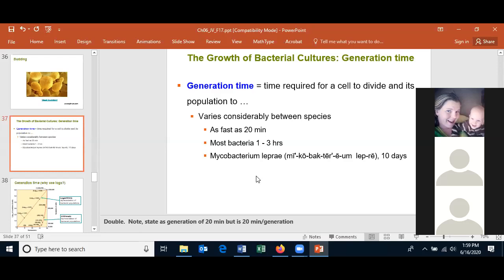And students, for some reason, are a little bit confused when we talk about generation time. Like I said, remember when you hear that it takes 20 minutes, we mean it takes 20 minutes per generation for the cells to divide into two, or for the population to double. Any question about that?